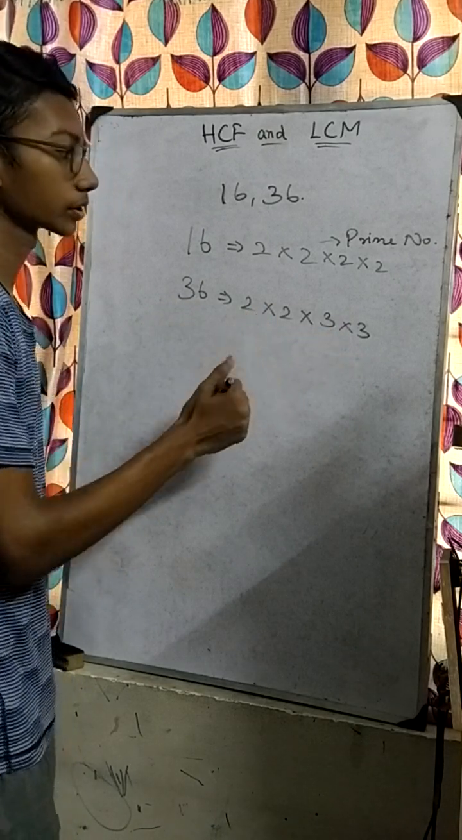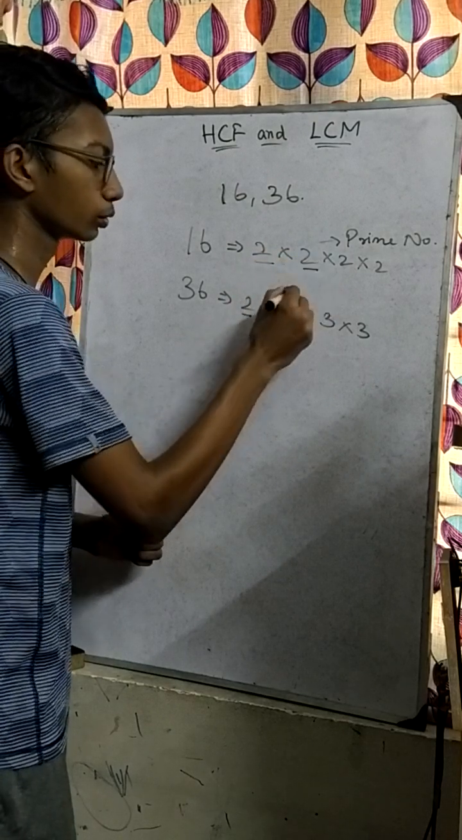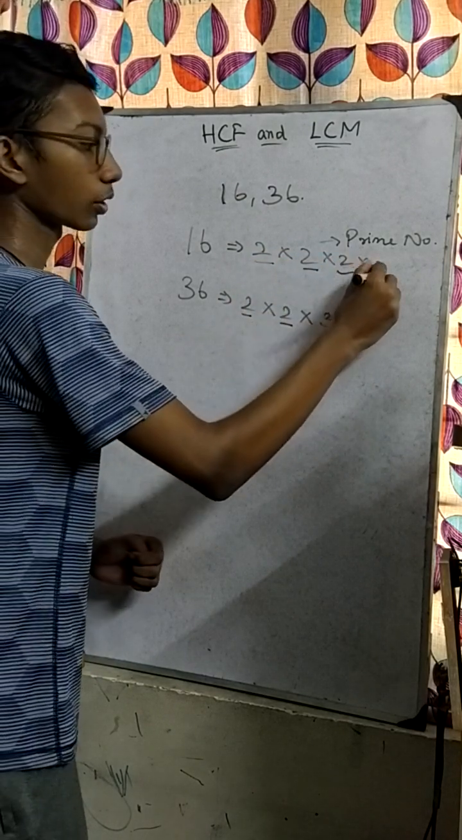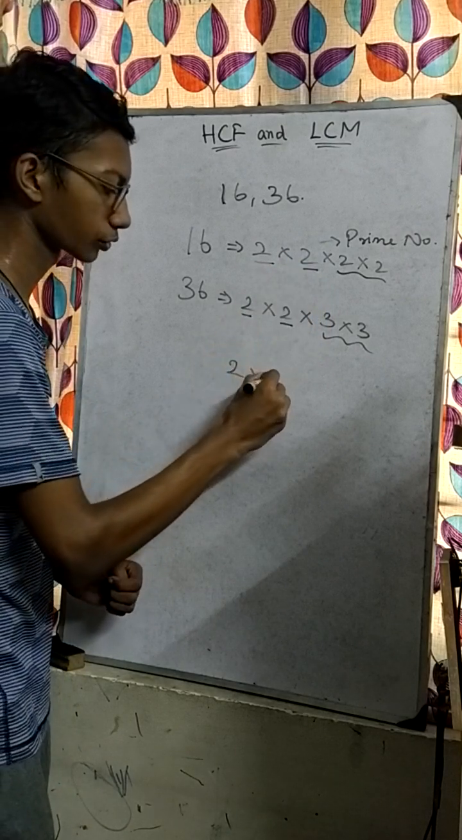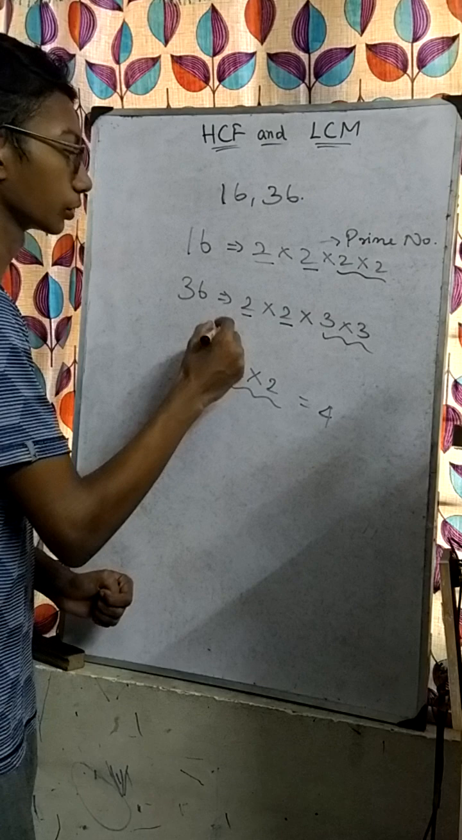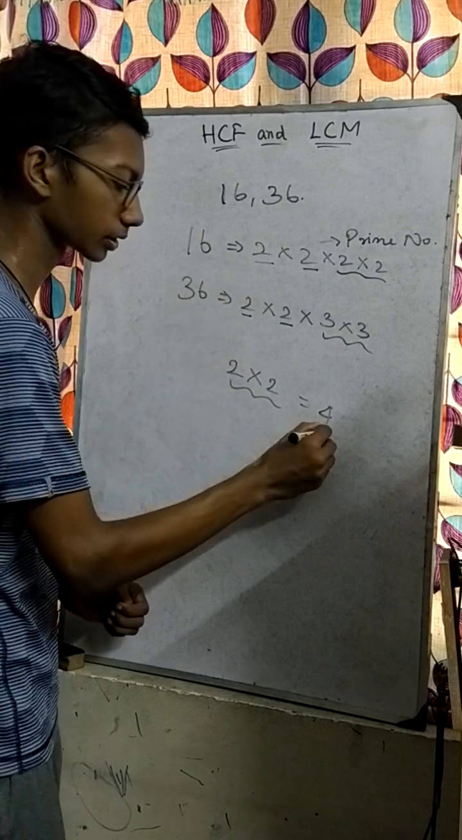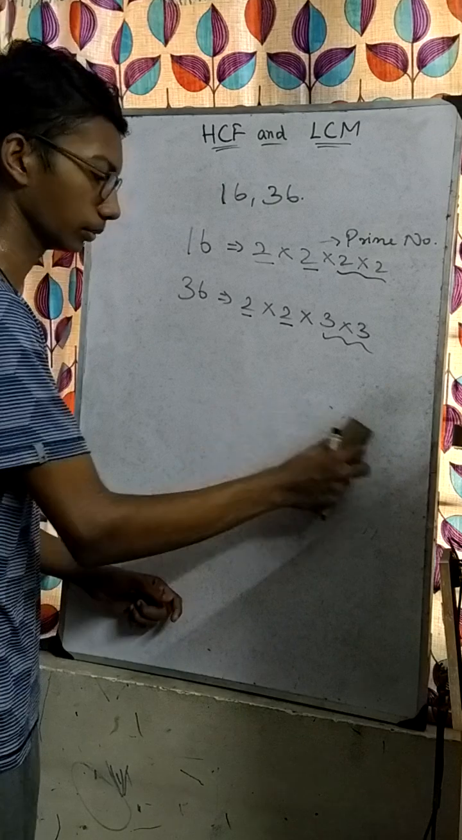Now what we will do is take the common terms. The common terms are 2 and 2. The other terms are non-common, so we should not include those. So 2 times 2 is the common term. What is 2 times 2? It equals 4. So the HCF of 16 and 36 is 4. So this is one way of finding the HCF of two numbers.